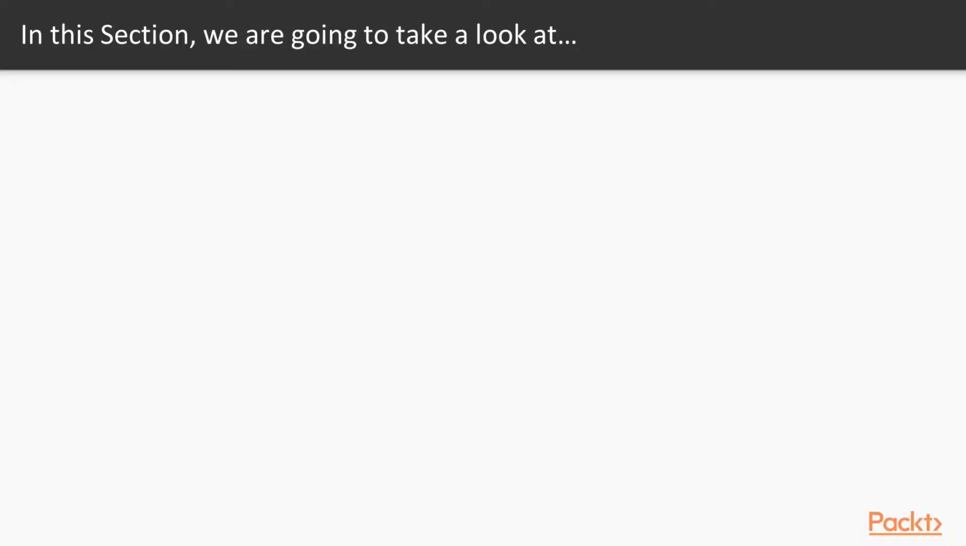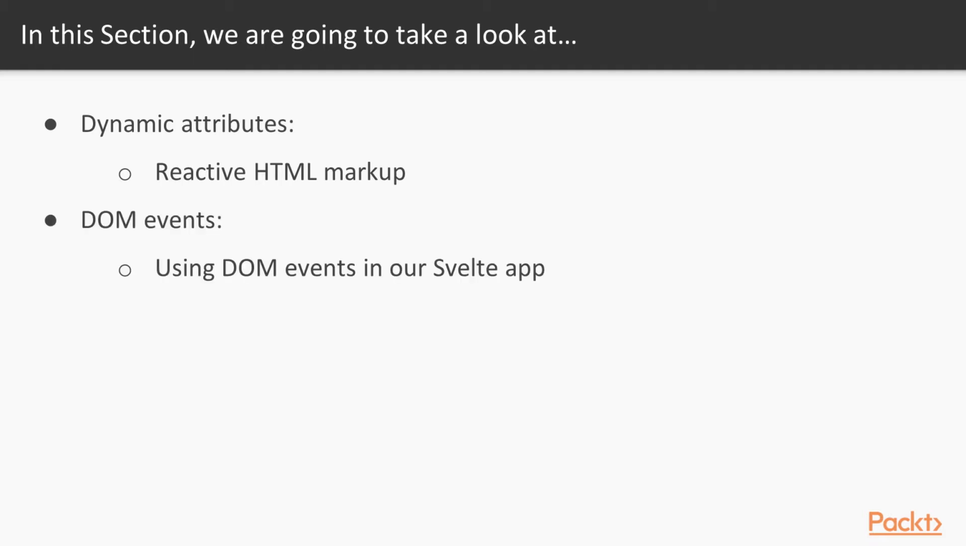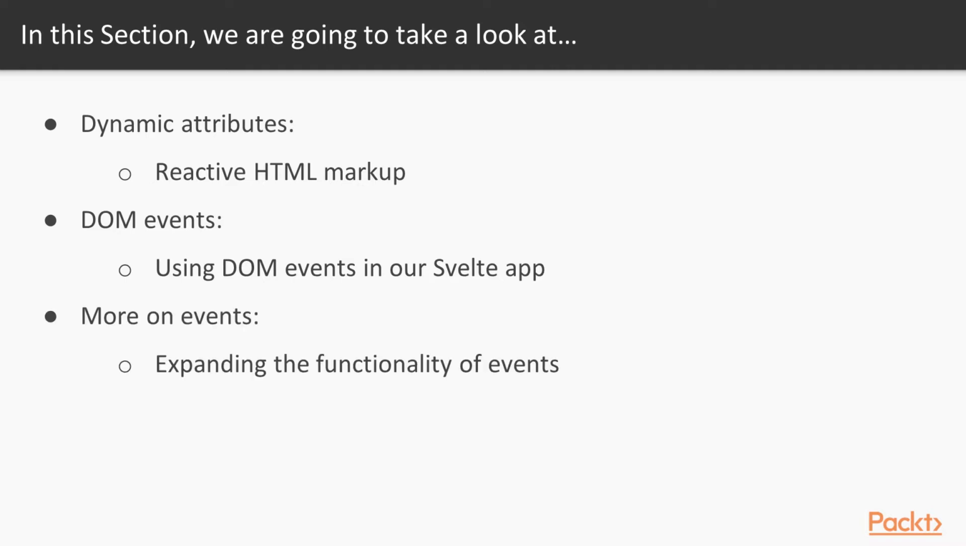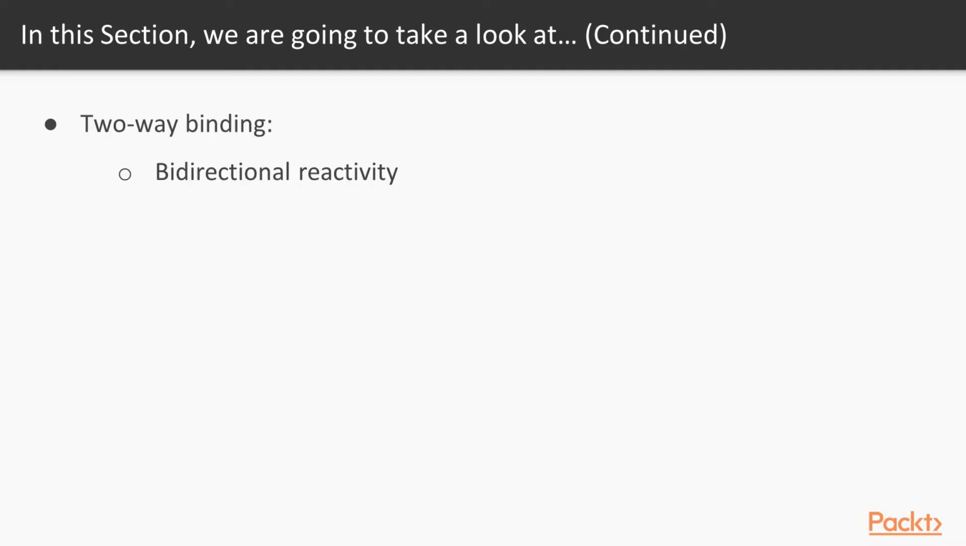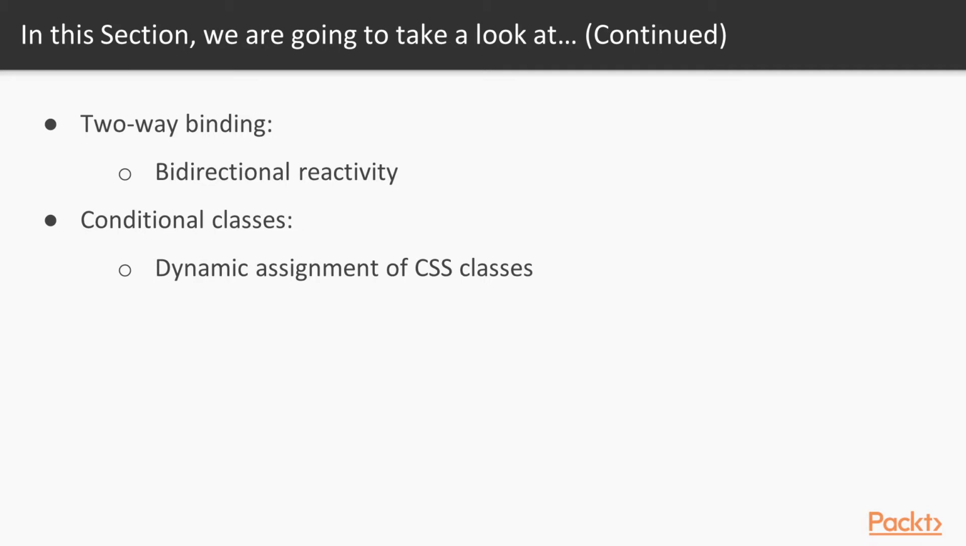In this section, we will take a closer look at dynamic attributes, one of the most useful features of Svelte. We will continue with 2 videos about DOM events and events in general, also very important when building reactive applications. Then, we will proceed to learn about two-way bindings. In the final video of this section, we will see how Svelte implements conditional CSS classes.